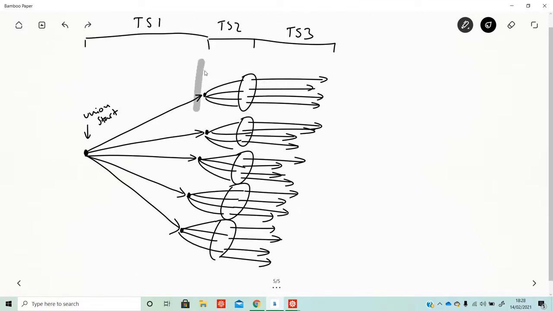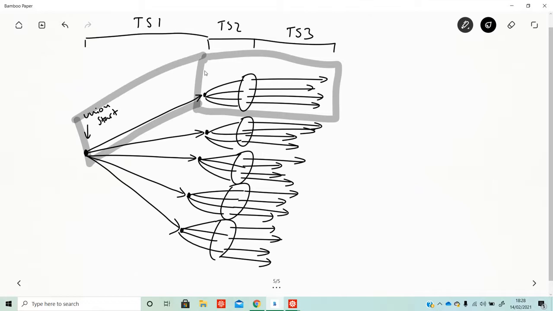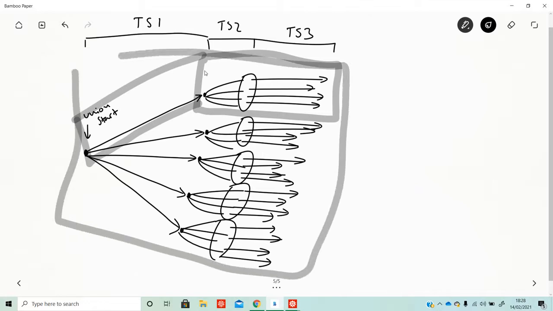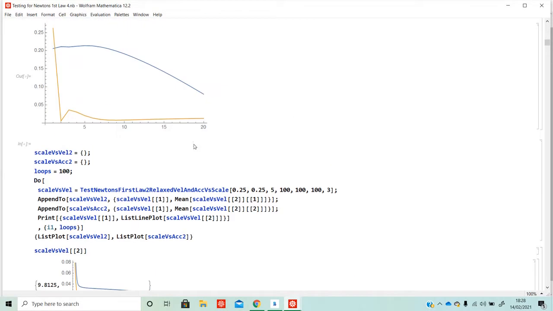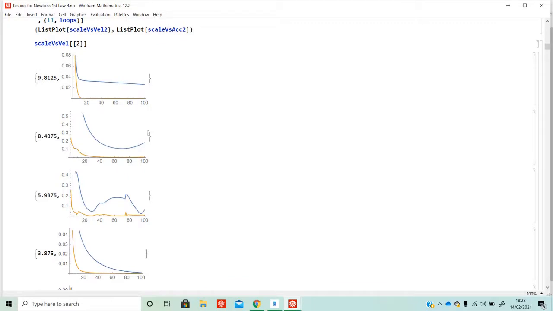The first bit we just looked at one of these, right? And then we included the union start, and then we did all of them to look at how it acted overall in the system. So this is where we're just doing it with one microstate. And we looked at it, we get something like this. And we apply it a bunch of different times.